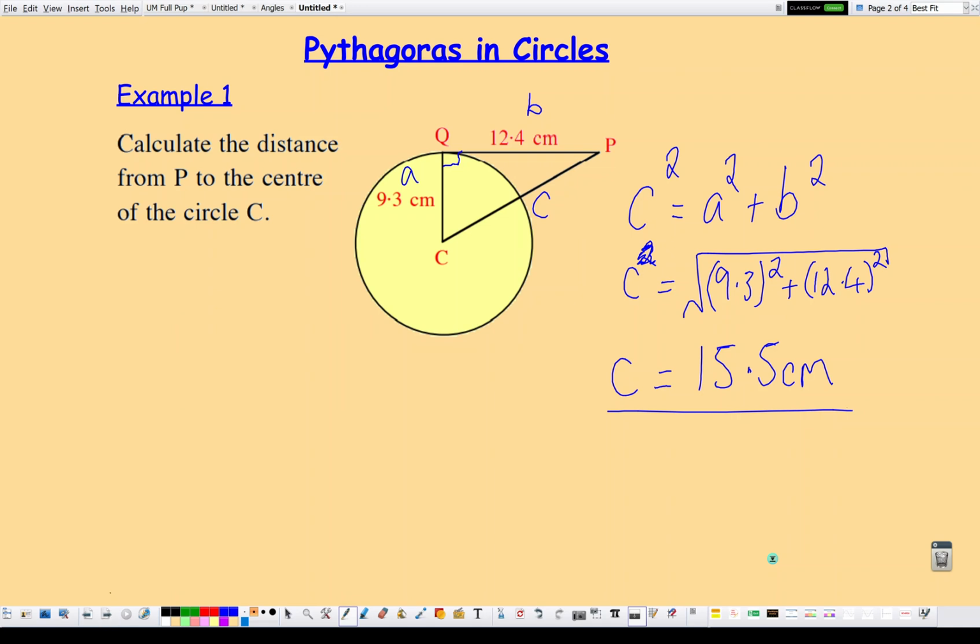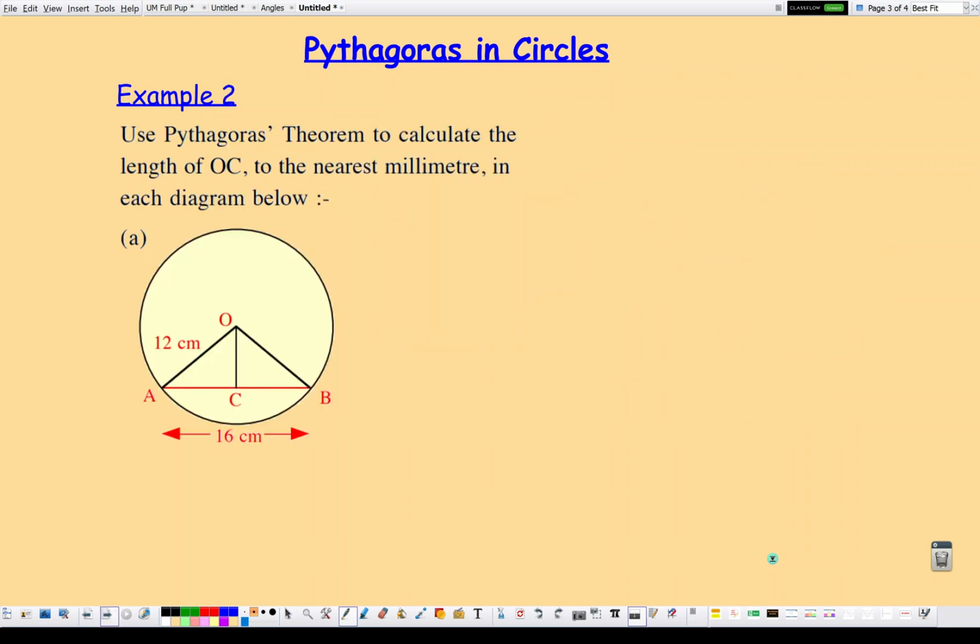The problem with these questions is that they can ask these questions in a real variety of ways, and it's not often obvious that you are to use Pythagoras. So let's look at a slightly different style. Example number 2. Again, I would like you to make a sketch of this circle and draw the lines within it. Mark on all that information, please.